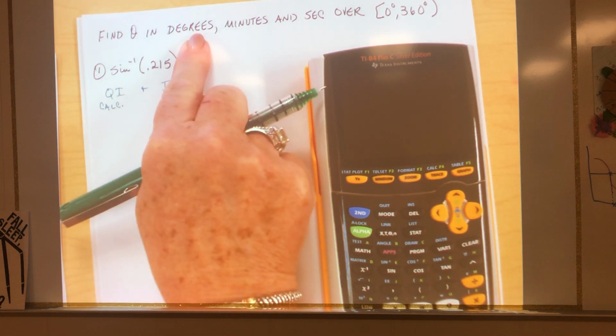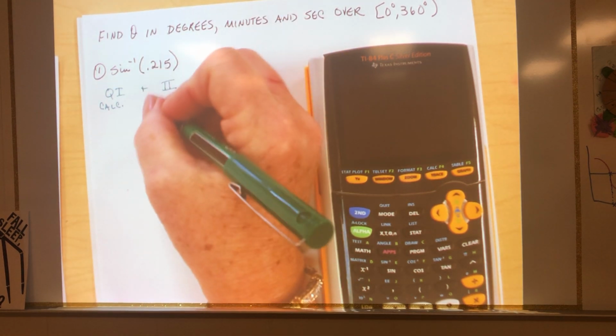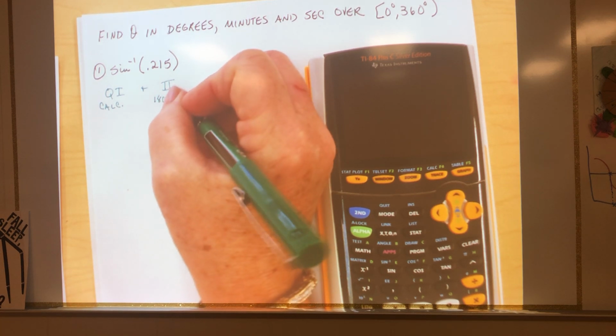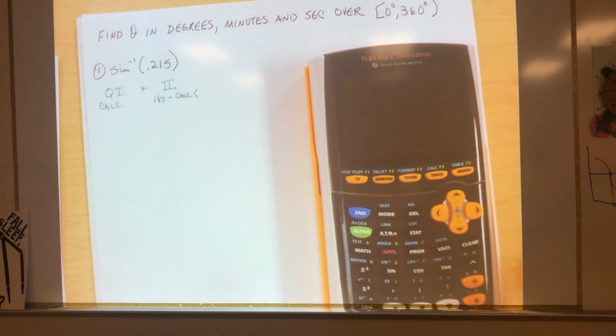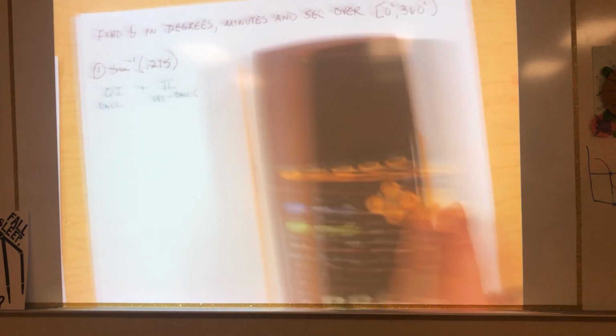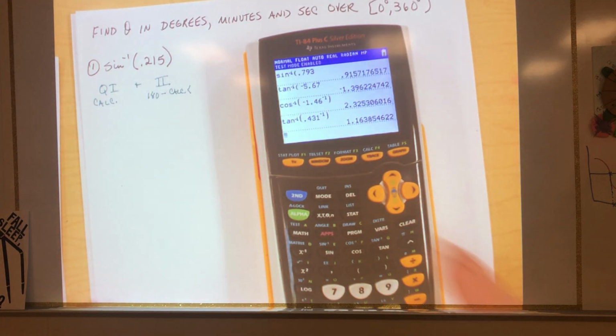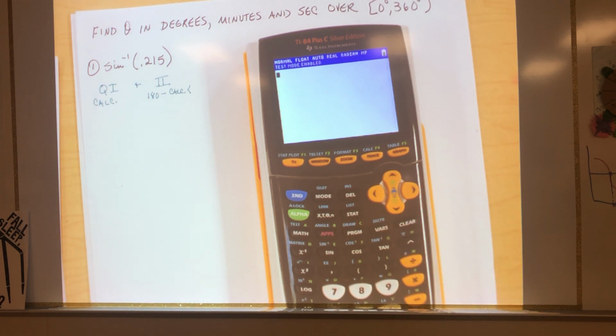Pi minus, but I'm in degrees, so 180. I'm going to say 180 minus the calculator angle. Do you see what I'm saying? You've got to be thinking. So what's the first thing I have to do on my calculator? Find the angle.